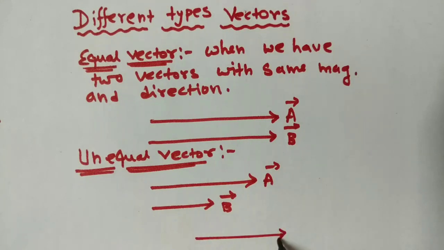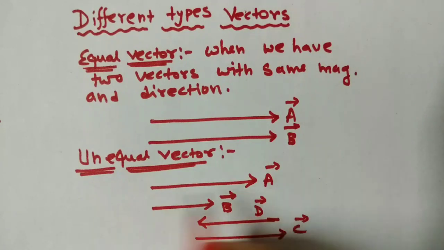Suppose we have a vector like this, say this is c vector, and we have a vector, say d vector, like this. So here you can see that the c vector and d vector have same magnitude, but direction wise they are different. So here we can say that this c vector and d vector are unequal in nature. Okay, let's take another example.